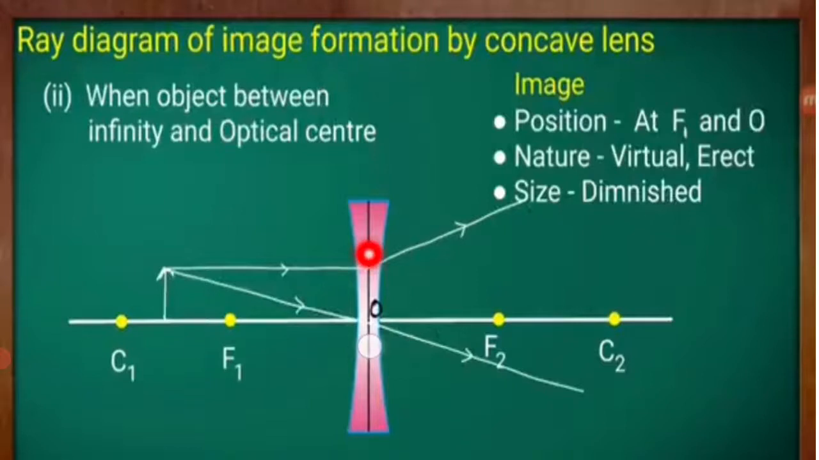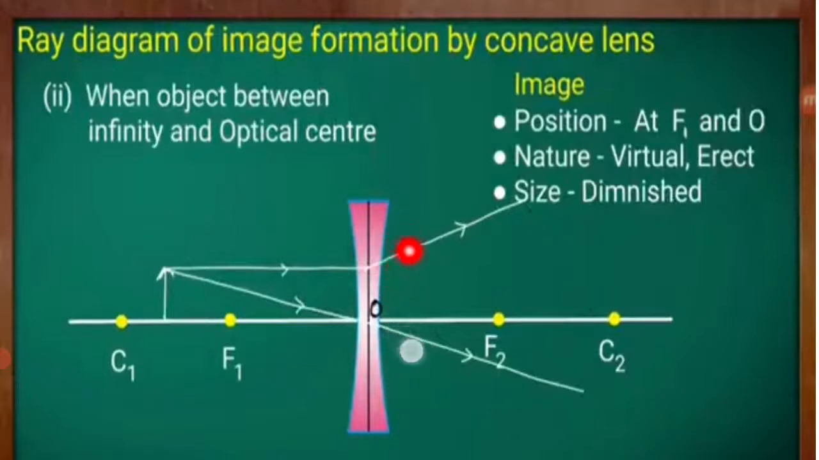If I consider this is the optic center, from infinity to optic center you can keep the object anywhere. So now here also you need to consider two cases. One light ray has to be parallel to the principal axis, and the other light ray should be passing through the optic center. When it is parallel to the principal axis, the light ray has to be diverged in such a way that it is coming from F1. Okay, now the optic center light ray has to emerge without any deviation.